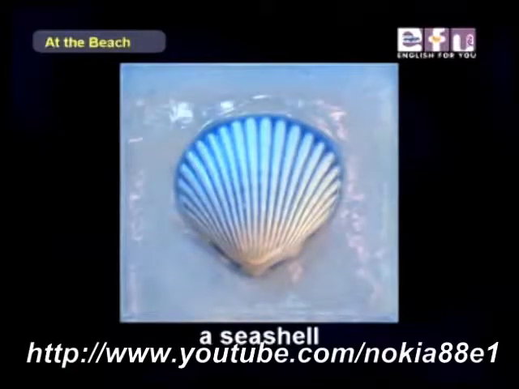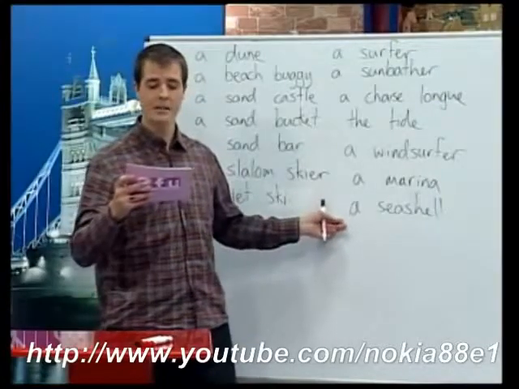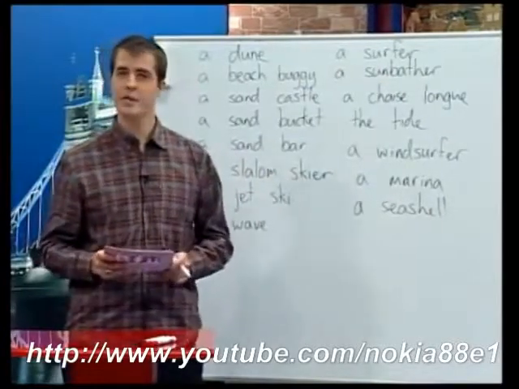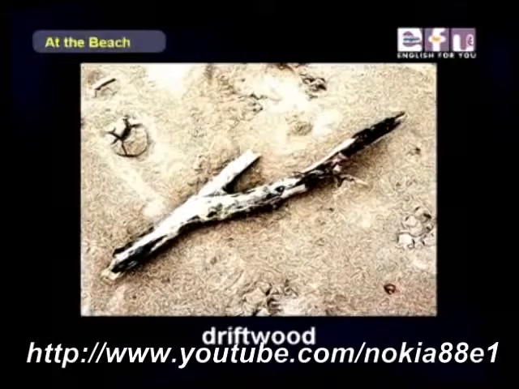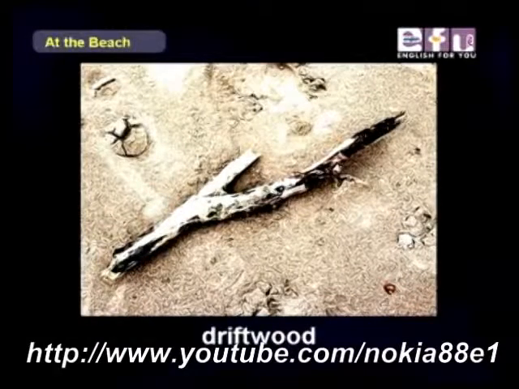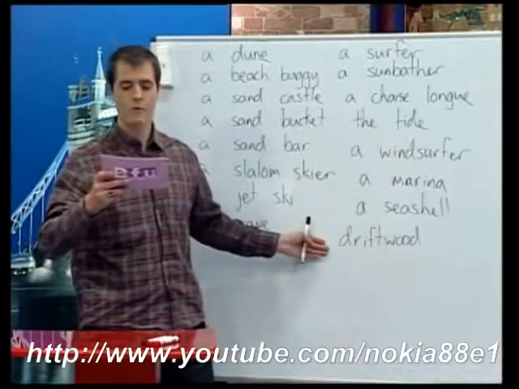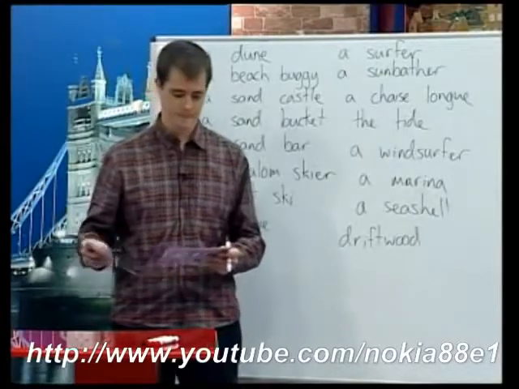A seashell is the shell of an animal which can be found on ocean beaches, and there are many different kinds of seashells. And lastly, we have driftwood. Driftwood is wood which is left on the seashore.